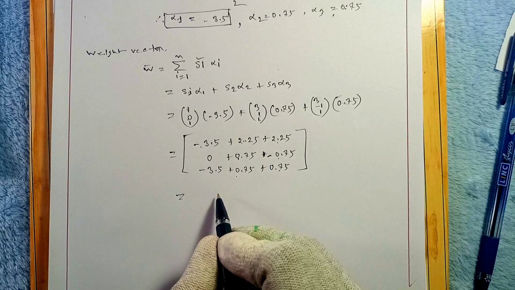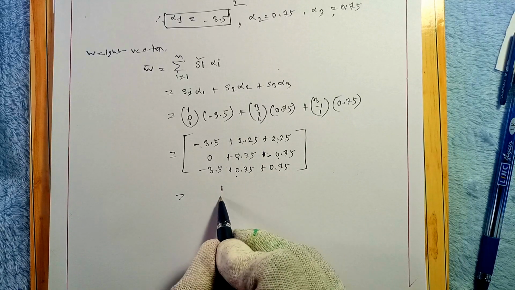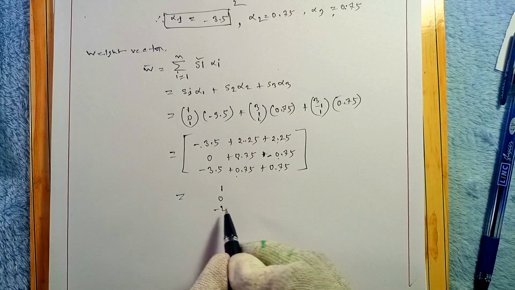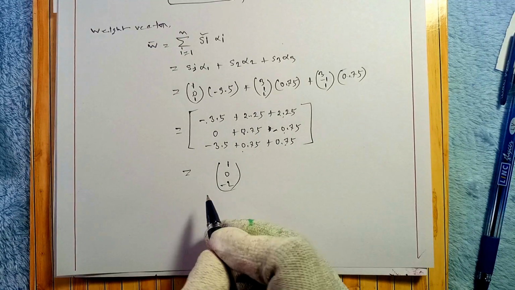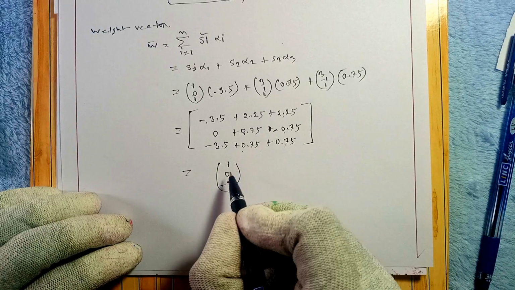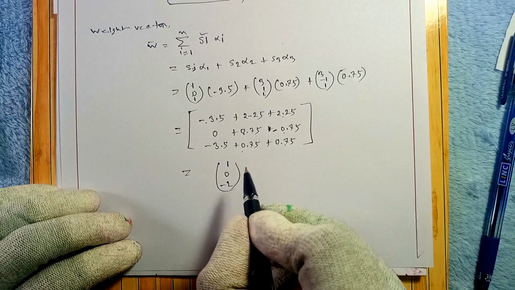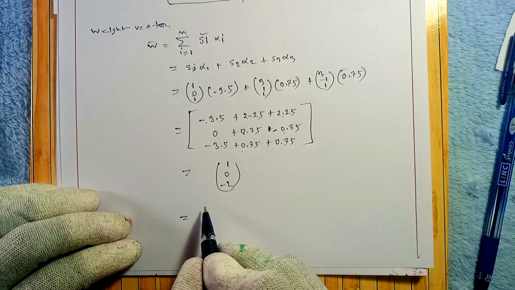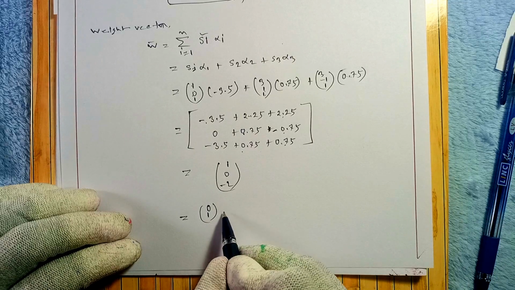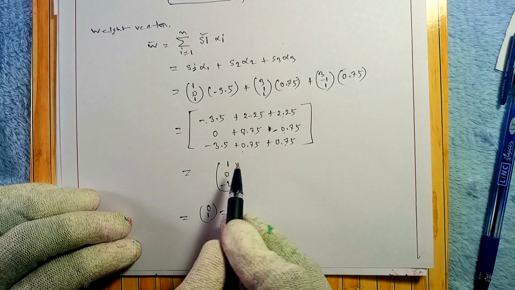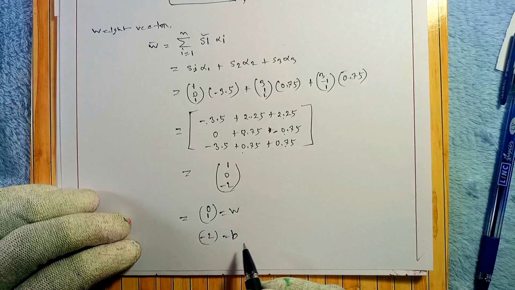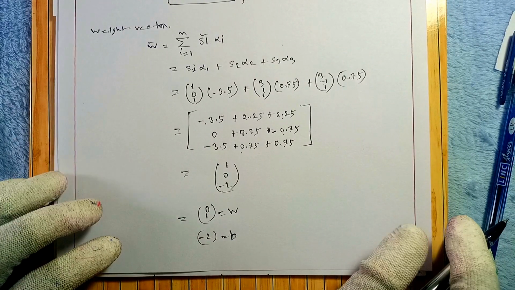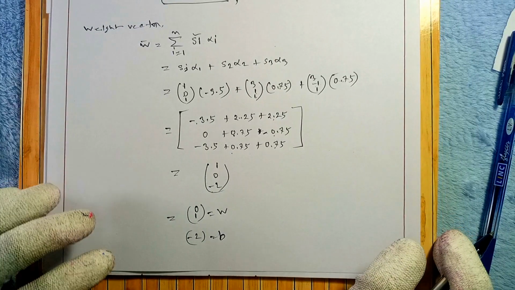After calculating this, we got the values 1, 0 and minus 2. So from here the first two points, that is 0 and 1, will be the weight, and our minus 2 will be the bias.